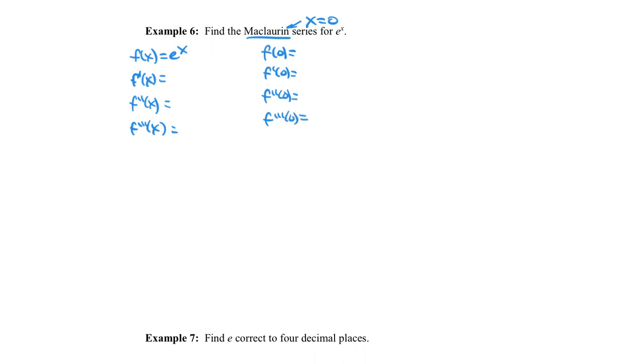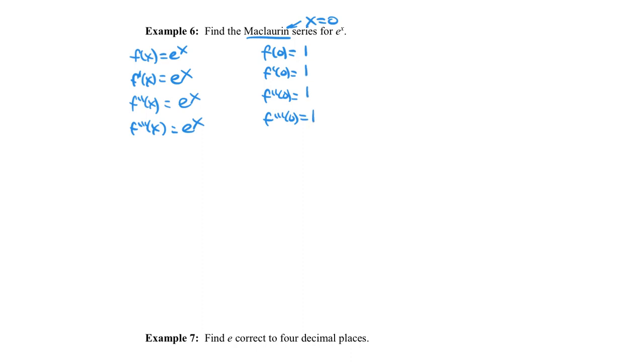Okay, this one may be the easiest one in the history of Maclaurin series. Because if f of x is e to the x, what's f prime of x? E to the x. What about f double prime? E to the x and f triple prime, e to the x. Not a lot of changes here, not a lot of variety. So f of 0 is e to the 0, which of course is going to be 1. And likewise, all the rest of these are 1.